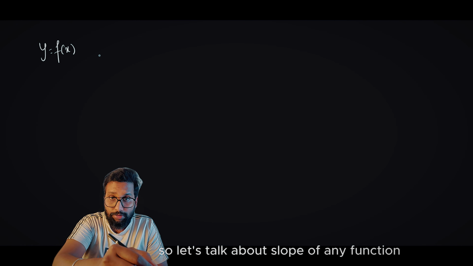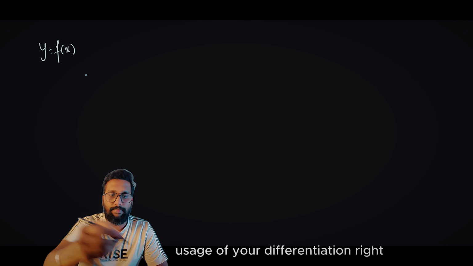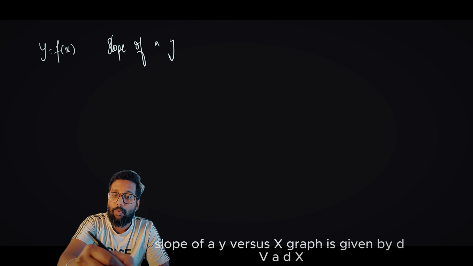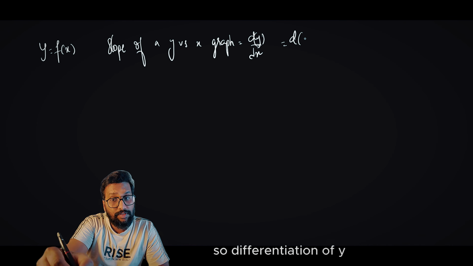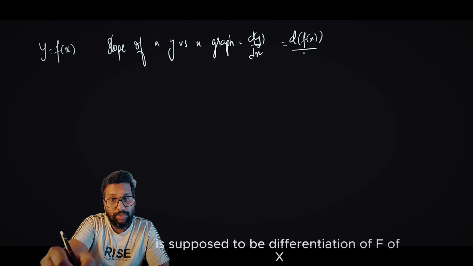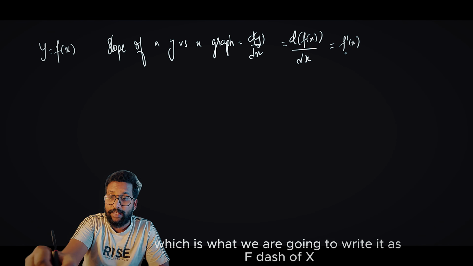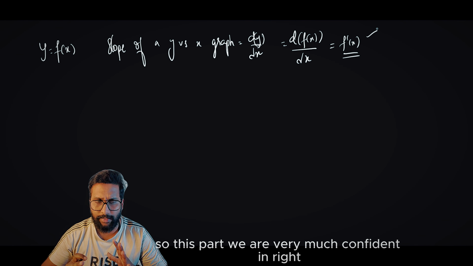So let's talk about the slope of any function, using differentiation, right? The slope of any random function, the slope of a y versus x graph, is given by dy by dx. We all are aware of it. So the differentiation of y is the differentiation of f of x with respect to x, which we are going to write as f dash of x. This part we are very much confident in, right?